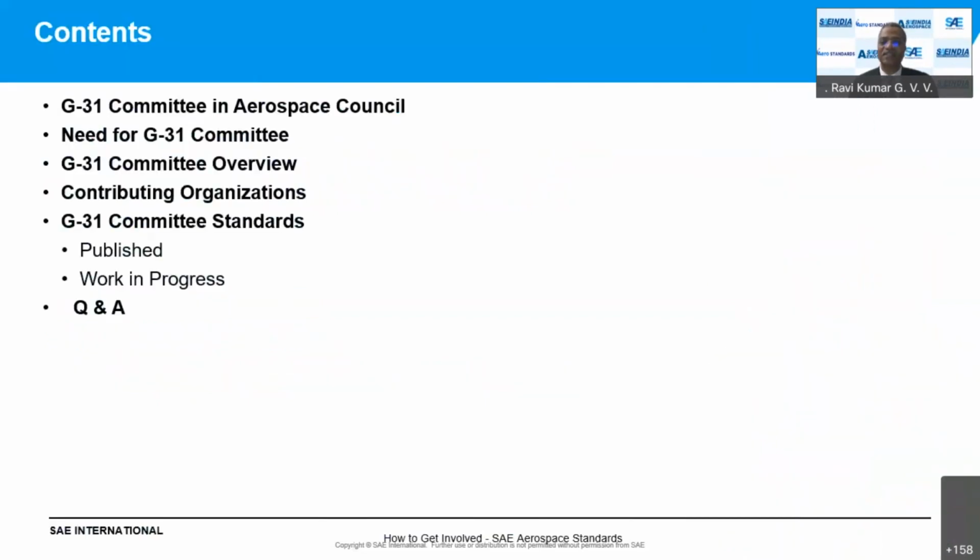I'll just give you a quick summary in these broad sections. I'll give you a quick summary of where this G31 committee falls in the overall Aerospace Council, and what is the need for this G31 committee, and we'll give you a quick overview about this committee and who are the contributing organizations of this committee, and also what are the standards that we have published so far and what are the standards that are currently in progress. Okay, so that's what I'm going to present today.